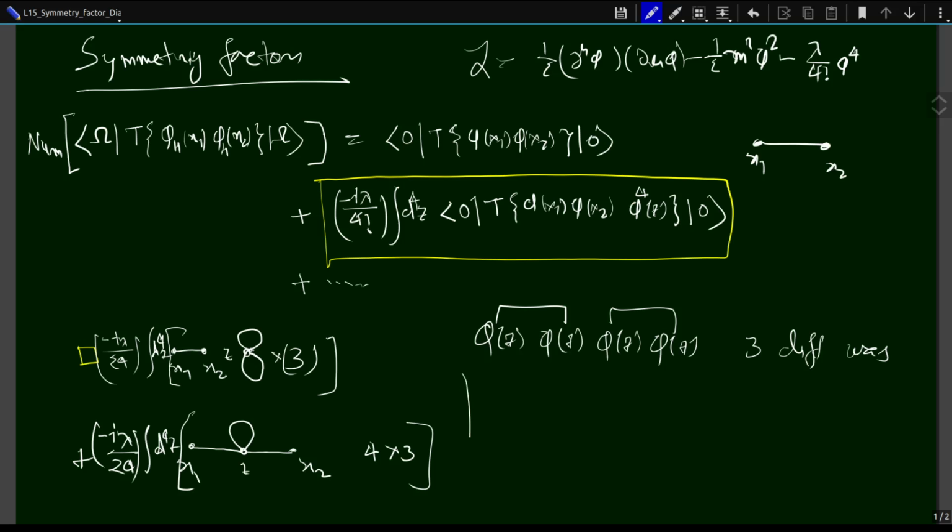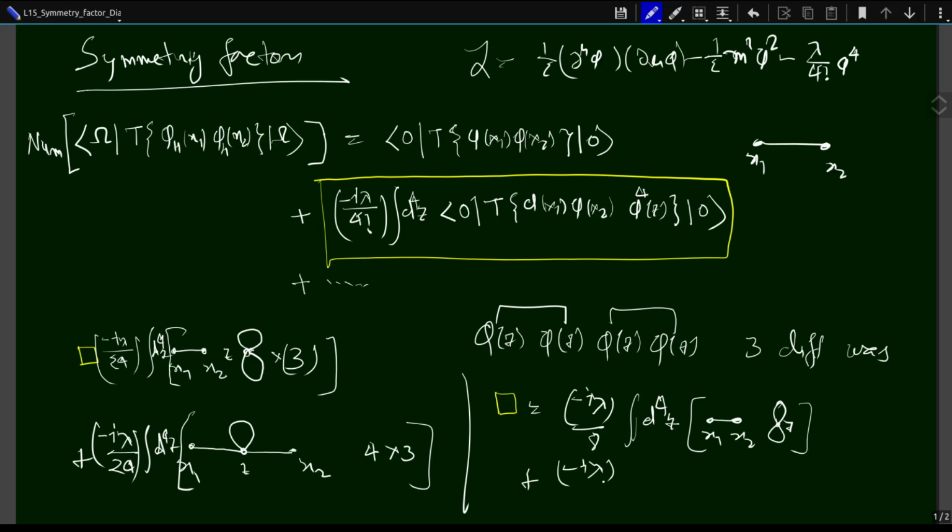Because I only have this first order thing, let me simplify this. My yellow box is equal to minus i lambda, in the first diagram divided by 8, and then I have d4z, then I have x1, x2, z, where on each line you write the propagator. That's the only rule right now. Plus minus i lambda by 2 in the second piece because 12 is here, d4z, and here is x1, x2 and z. This is how I'll do the computation.